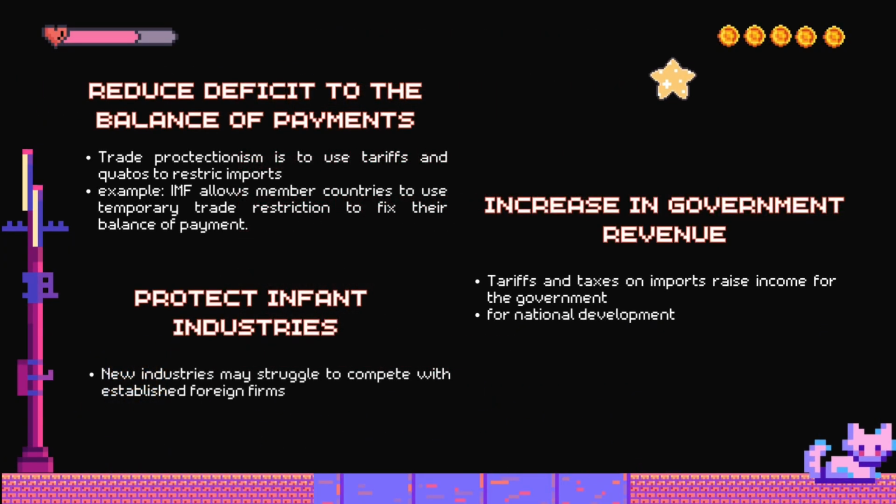First, reduce deficit in the balance of payment. Second, increase government revenue. Third, protect infant industry. This is for new industries that may struggle to compete with established foreign firms.